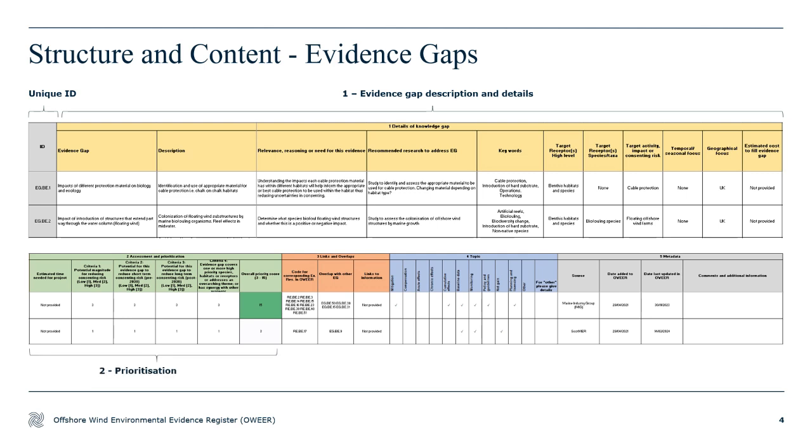The second covers the prioritization of the evidence gap, and this is where each of the gaps is ranked primarily based on consenting risk, but also a number of other factors. And if you're interested in how this is calculated, please see the prioritization guide within the OWEER itself. The third then covers any links and overlaps both within OWEER and externally. The fourth is about the different topics that the evidence gap relates to, and the fifth is metadata.